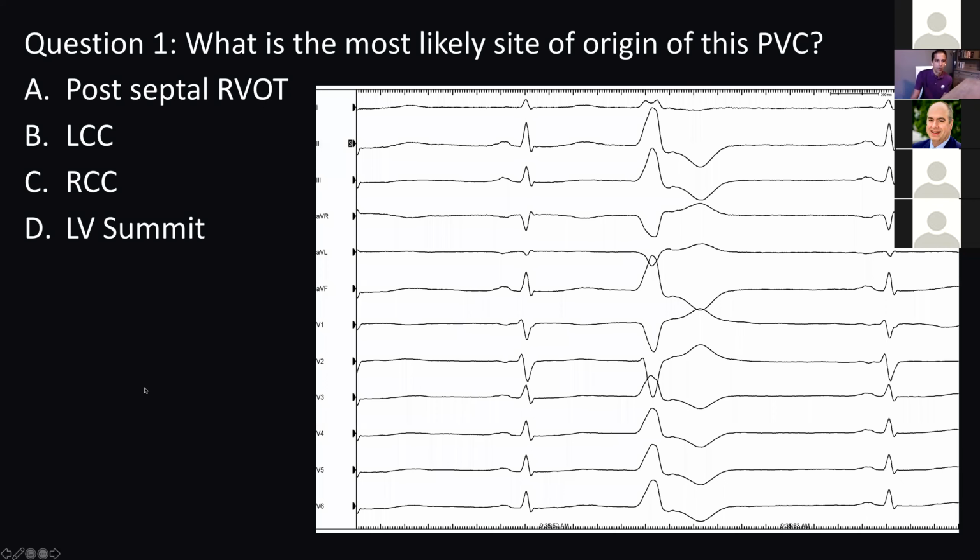All right, why don't we take this question? So this question number one, what is the most likely site of origin of this PVC? The choices are posteroseptal RVOT, the left coronary cusp, the right coronary cusp, and the LV summit. So why don't you guys go ahead and answer that?